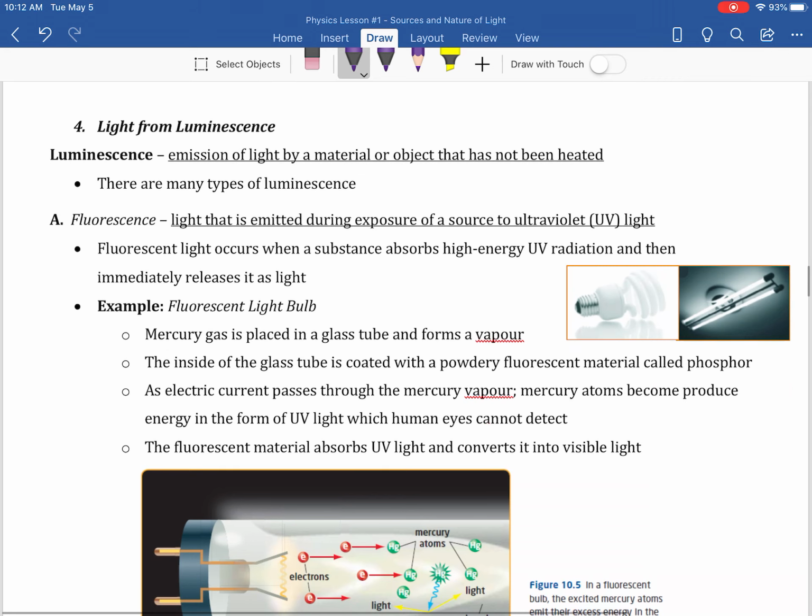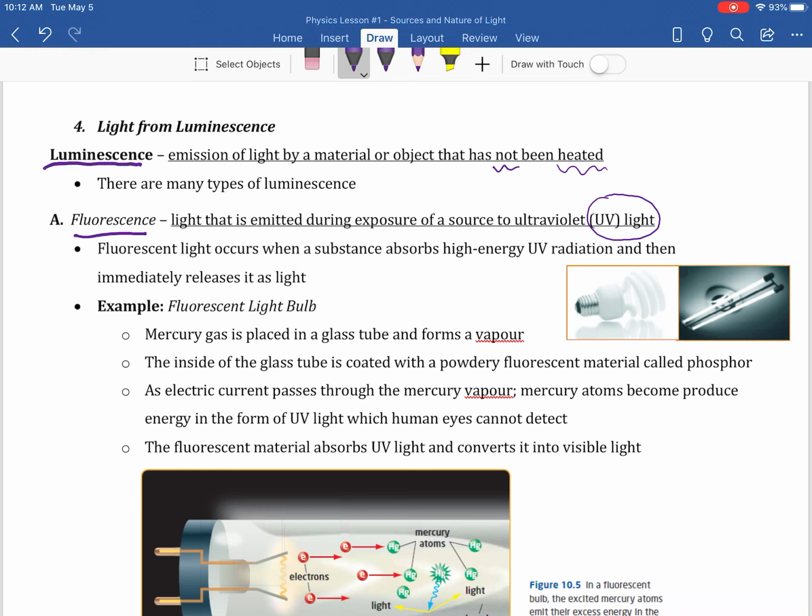Light from luminescence. So, before we do anything, luminescence is light that is given off, but there's no heat involved. So no heat has been involved. We've got a couple of different types of luminescence we're going to talk about. So number one, fluorescence. So fluorescence is light that is emitted when you expose UV light to your substance first.